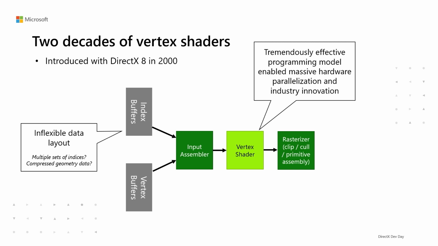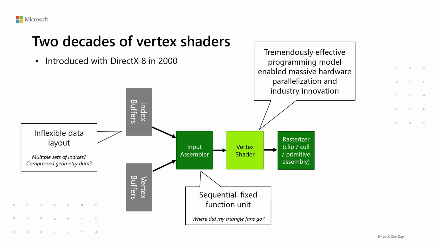One is that the input layout is pretty inflexible. A vertex shader takes in index buffers and vertex buffers, which then get fed into the input assembler. So there are just things you can't do. Like, what if you wanted multiple sets of indices for different parts of your vertex data? What if you want to compress the data in some novel way? The input assembler is fixed function. It doesn't support that kind of operation, so you just can't do that. And in DirectX 10, we removed hardware support for triangle fans. You can't re-implement that in code. It's just not there in the input assembler anymore.